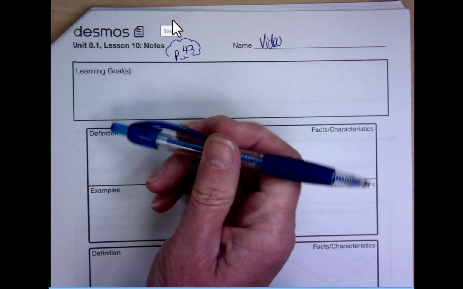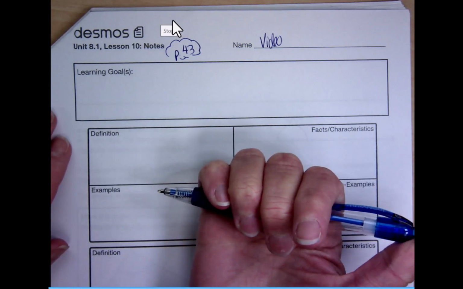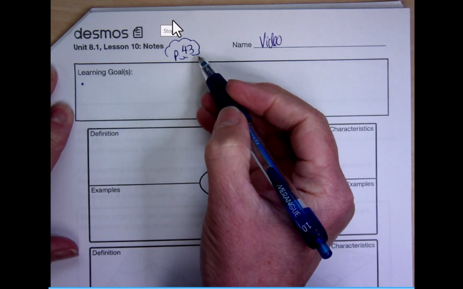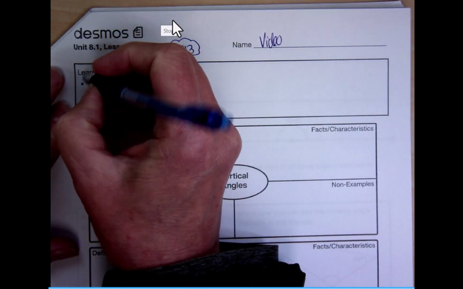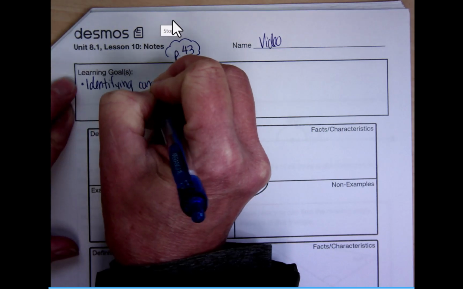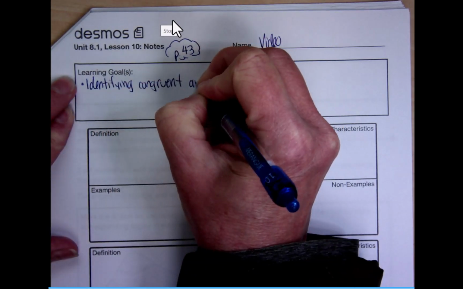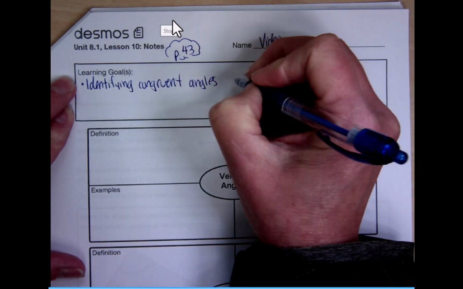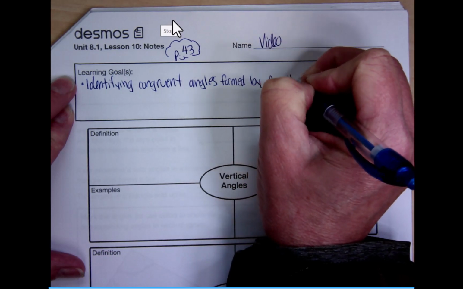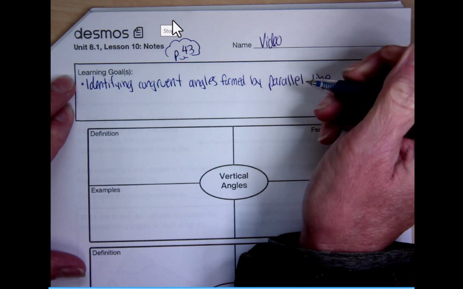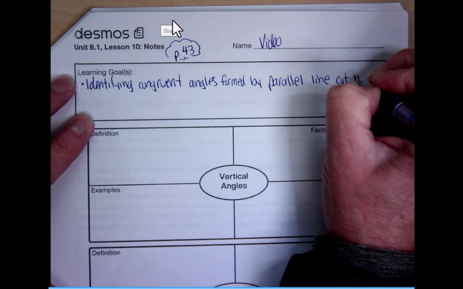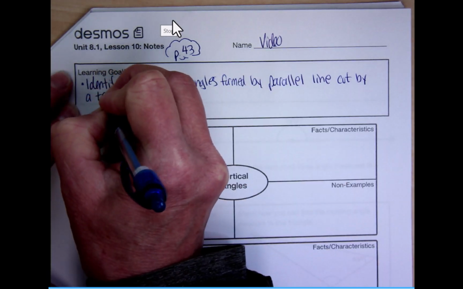All right, there is no way we are writing all of those learning targets. We're going to try and condense it just a little bit. We'll narrow it down to two. We're on page 43, and we are going to be identifying congruent angles formed by parallel lines cut by a transversal line. We'll talk about what a transversal line is in just a moment. Cut by a transversal line.